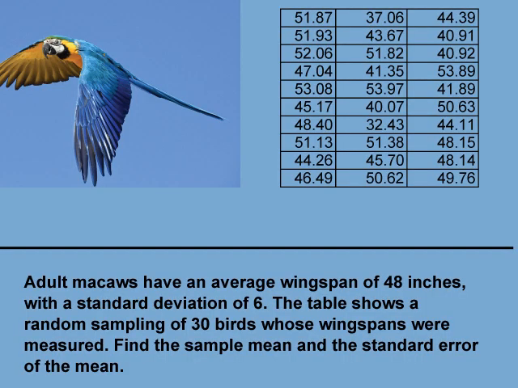Let's look at another example. Adult macaws have an average wingspan of 48 inches with a standard deviation of 6. The table shows a random sampling of 30 birds whose wingspans were measured. Find the sample mean and the standard error of the mean.